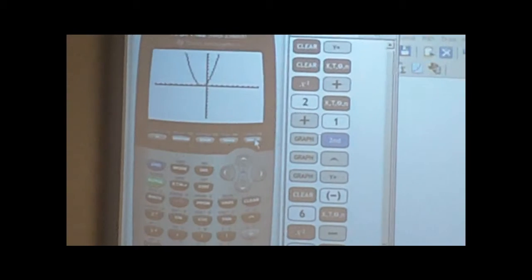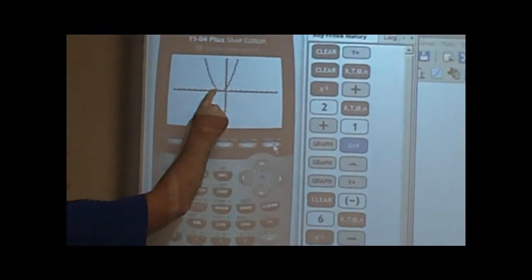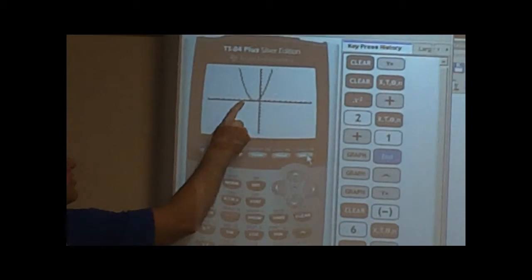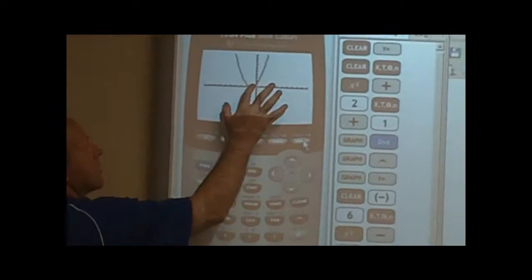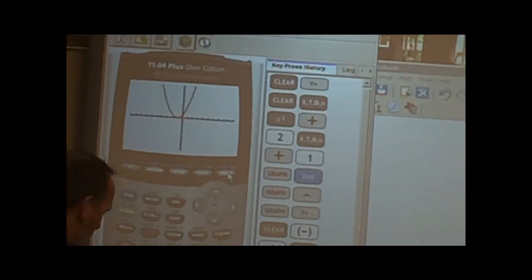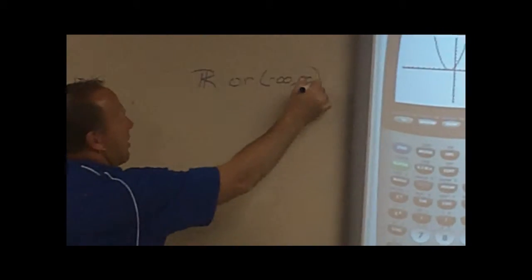We've already talked about domain a lot. So we look at our graph. As this gets higher and higher on the left side, how far does it go out on the x-axis? It goes forever and ever, right? If it goes higher and higher on the right side, how far does it go into the positive numbers? Forever. So you can write down one of two things. You can write down all reals, or you can write down negative infinity to positive infinity, and you have to put it in interval notation. That's our domain.